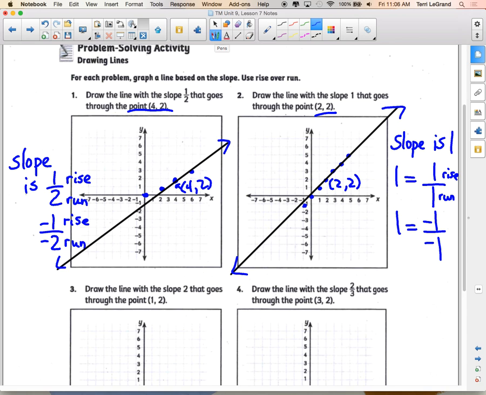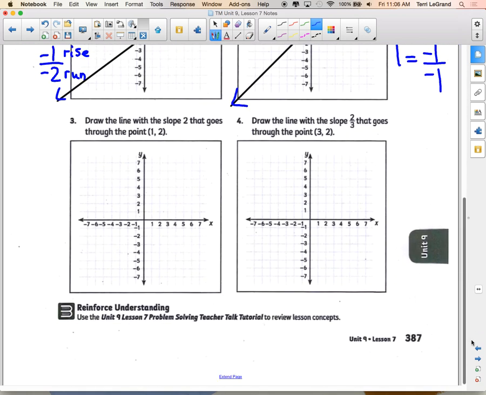Okay, you try the next one totally on your own. Go. And I want you to make some points above it and below it, please.